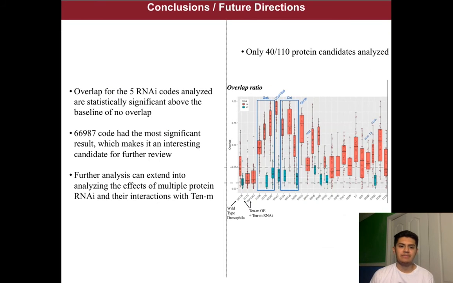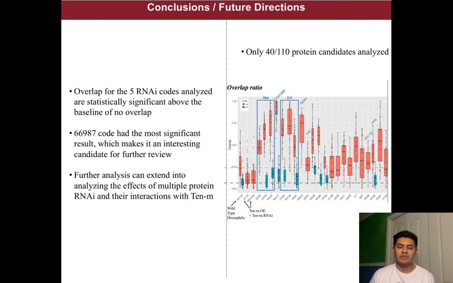So what does this all mean? As you can see, the overlap for the 5 RNAi codes that were analyzed are statistically significant above the baseline of no overlap. The 66987 code had the most significant result, which makes it an interesting candidate for further review.